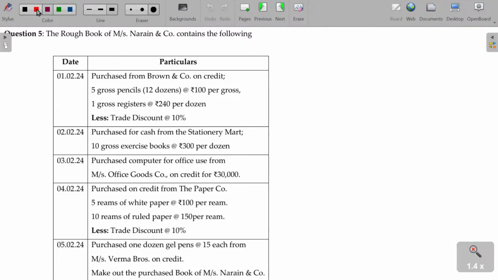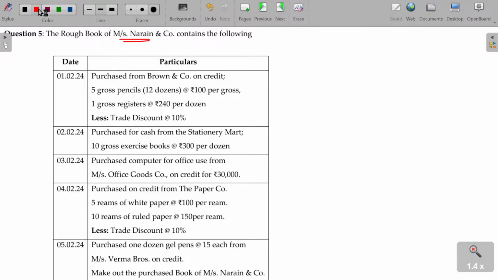Now, the rough book of Mrs. Narayan and Co. contains the following. Now you have to prepare subsidiary books, and after the preparation, you have to post that to the ledger also. I'm going to do this. Okay.